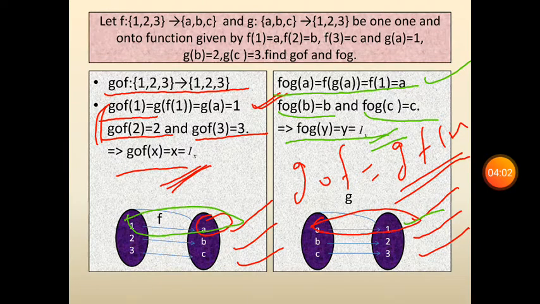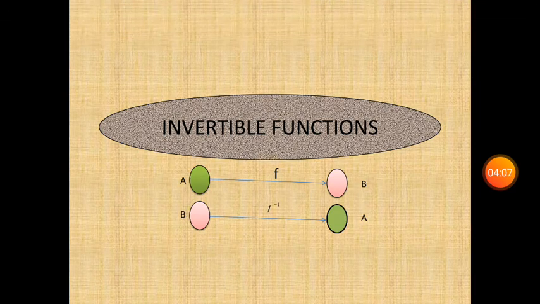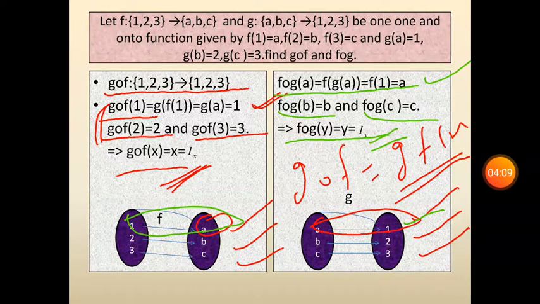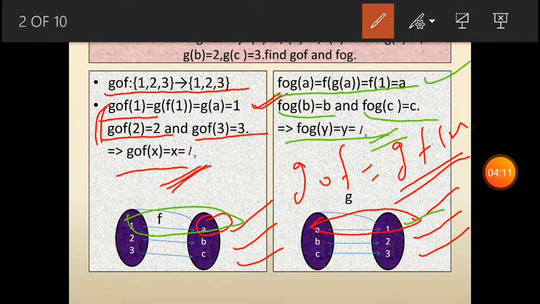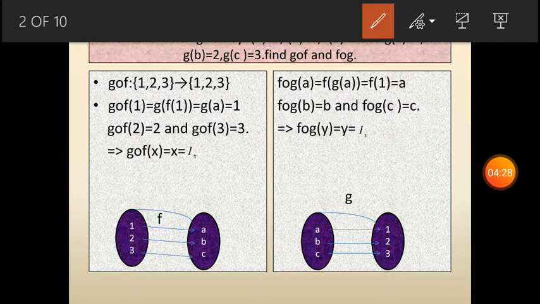In this example, we have already got gof as an identity function as well as fog as an identity function. So in this particular example, as both are identity functions, we can conclude that g is the inverse of f and g can be written as f inverse. Okay.